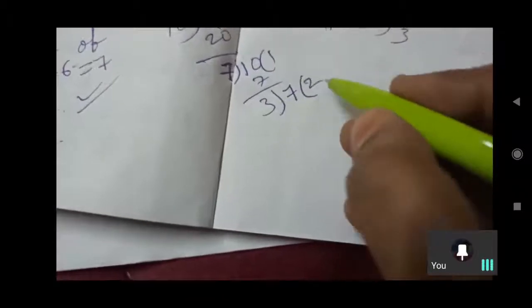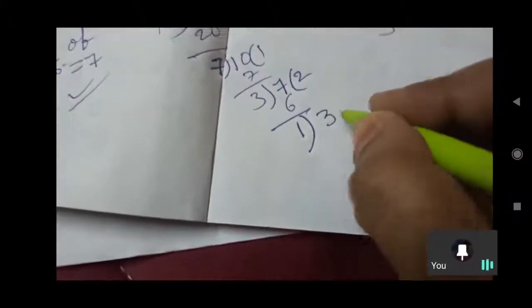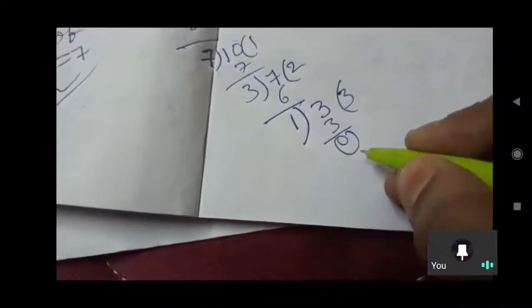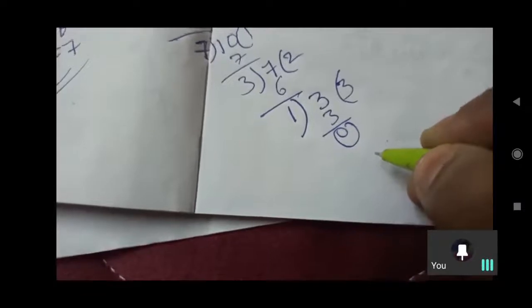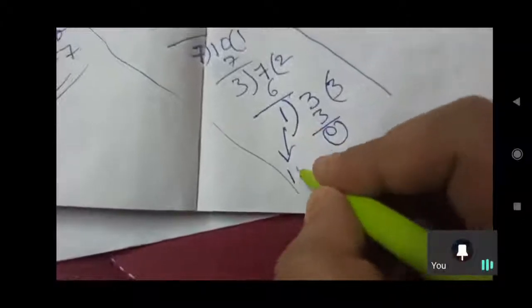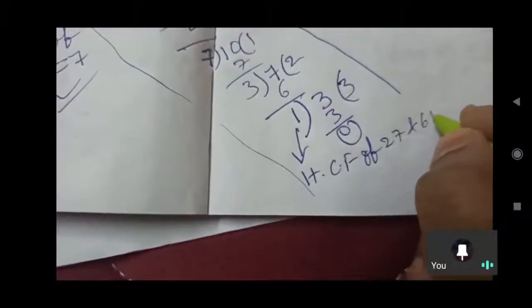So 3 twos are 6. 1 is the remainder. And 1 you keep like this. 3 is the dividend here. So 1 3 is 3. Up to remainder 0 you should do the problem. How many steps do we need? Up to remainder 0. So this is the HCF. HCF of 27 and 64 is equal to 1.